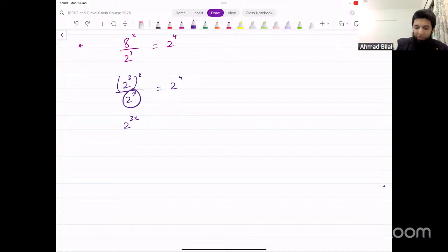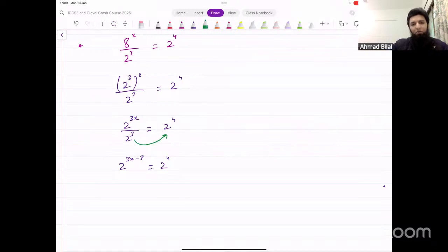What about this power in the denominator? Let me show one more step here. 2 raised to power 3 equals 2 raised to power 4. We can say this is 2 raised to power 3x minus 3. We have bases the same and we have division here. So the powers get subtracted. On the other side, we've got 4 here. Alternatively, you could also just multiply this 2 raised to power 3 on the other side and make it 2 raised to power 7. That is also possible. You could also have done that.